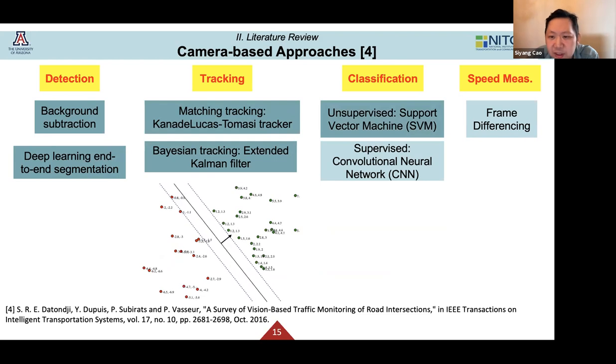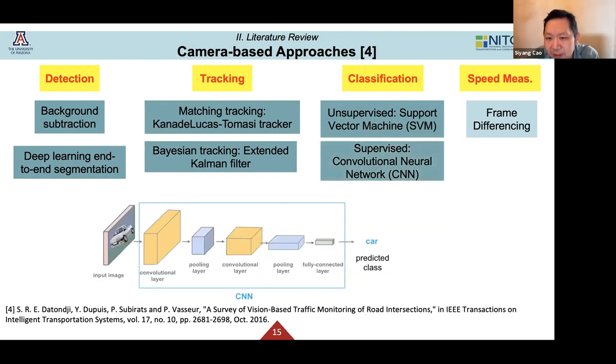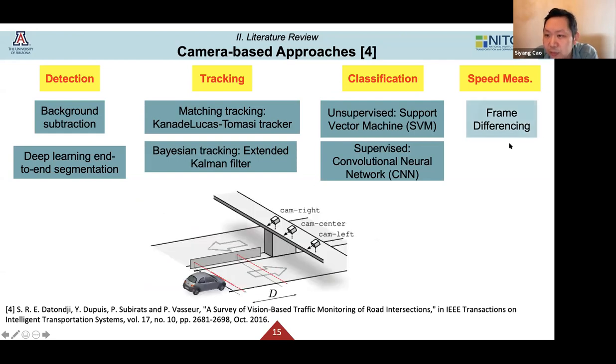For classification, there are two types of classification. One is unsupervised, for example, support vector machine, or it can be supervised. Basically, unsupervised is the machine learning method where we do not need a label, but for supervised, we need a label. At least we need to know a ground truth for the received data to say whether this is a vehicle or a pedestrian, and so forth. And the camera can also measure the speed. It will use the frame difference to measure the speed, but it needs a little bit of additional effort in signal processing.